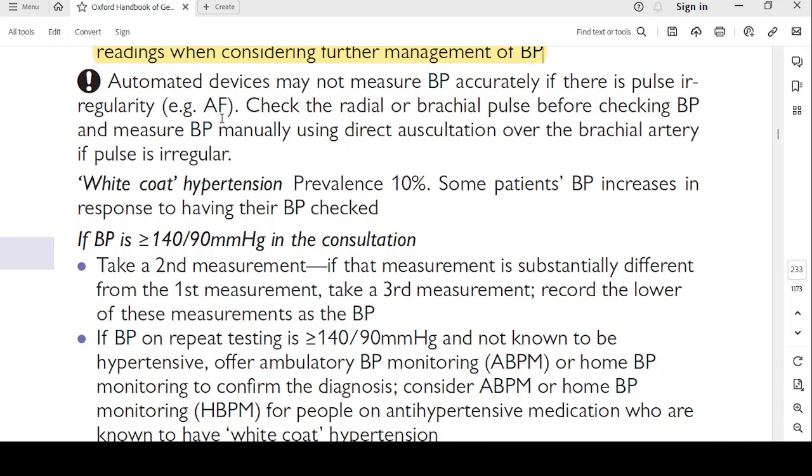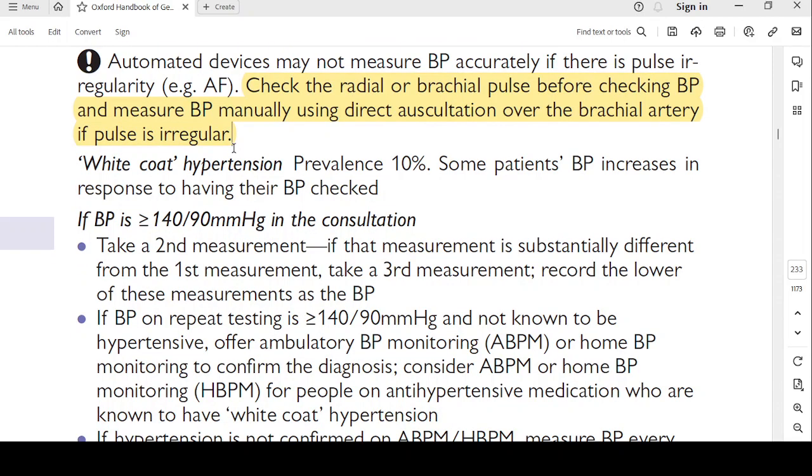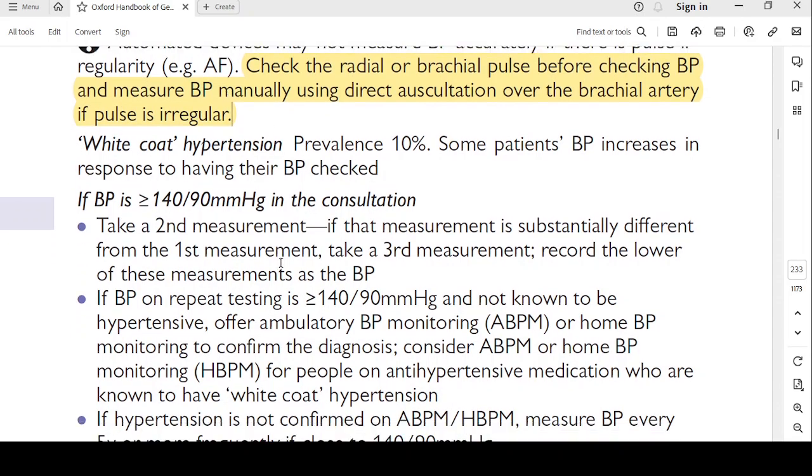Check the radial or brachial pulse before checking the BP and measure BP manually using direct auscultation over the brachial artery if the pulse is irregular. So you have to check the pulse of the patient first before checking the BP. If the pulse is irregular, you're not getting a good BP recording from an automated machine.